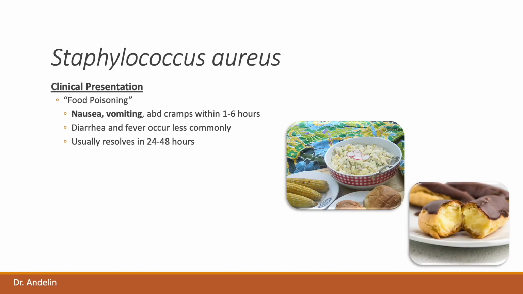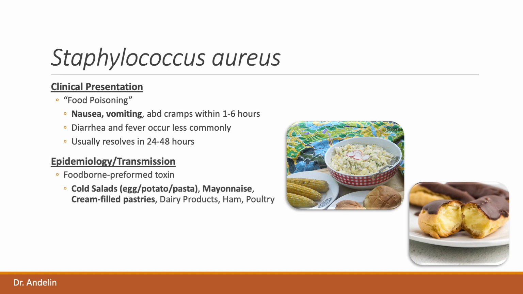In the case of Staph aureus, classically symptoms of nausea and vomiting with associated abdominal cramps begin within 1 to 6 hours after eating. Diarrhea and fever occur less commonly, and symptoms are usually short-lived, resolving within 24 to 48 hours. Food poisoning from Staph aureus occurs as a result of preformed toxins made by the bacteria that are in the food. Common causative foods include cold salads such as egg, potato, and pasta salads, mayonnaise, and classically, cream-filled pastries such as eclairs. Other common causes include dairy products, ham, and poultry.